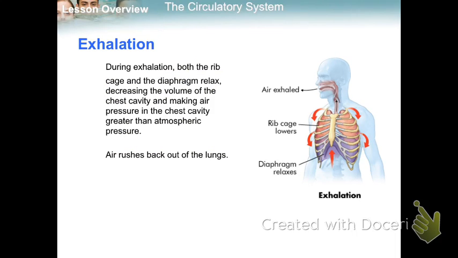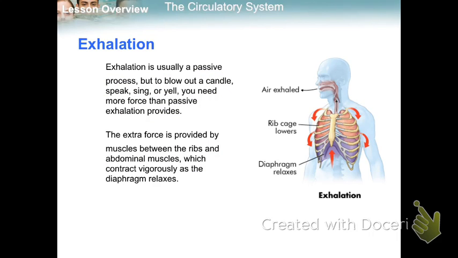On an exhale, the rib cage and the diaphragm relax. This decreases the volume of the chest cavity and makes air pressure greater than atmospheric pressure. Air rushes back out of the lungs. To exhale is usually a passive process. Muscles aren't contracting, they're relaxing. But to blow out a candle, to speak, to sing, or to yell, you need more force. That's provided by muscles between the ribs and the muscles of the abdominals, which contract as the diaphragm relaxes.